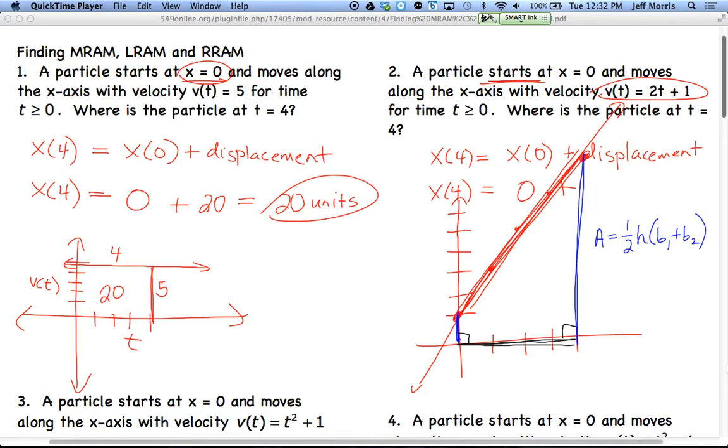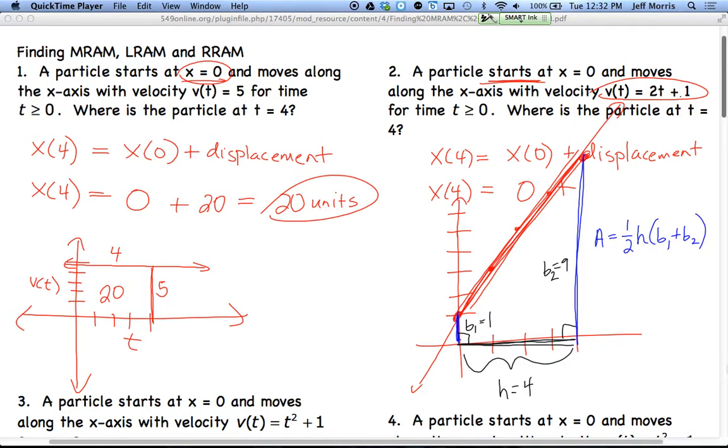If the black one is the height, what's the height of this trapezoid? 4. If the blue ones are the bases, we'll call this base 1. What is base 1? 1. What's base 2? 9. Some people are like, I have no clue what base 2 is. You know how you figure it out? Base 1 was at x equals 0. Plug 0 into the function. 2 times 0 is 0, 0 plus 1 is 1. And if you can't count it out, plug 4 into the function. What's 2 times 4? 8, plus 1. So base 2 is 9.